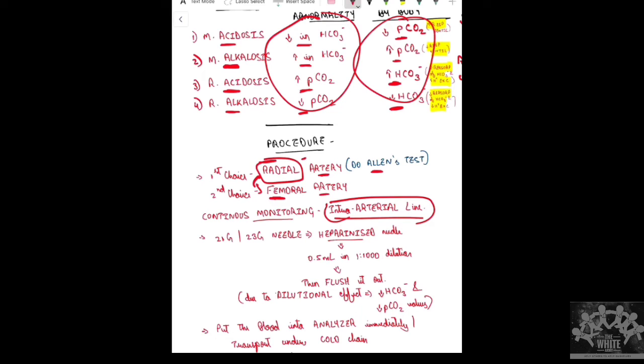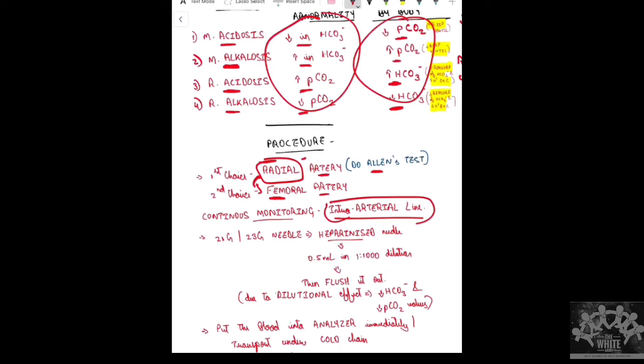So in that case, we don't do it through the radial artery. Why? Because on doing so, the radial artery also gets punctured. So the radial artery is abnormal now. If the ulnar artery is also abnormal, then the hand will become ischemic. So that is the reason why we have to do Allen's test first.